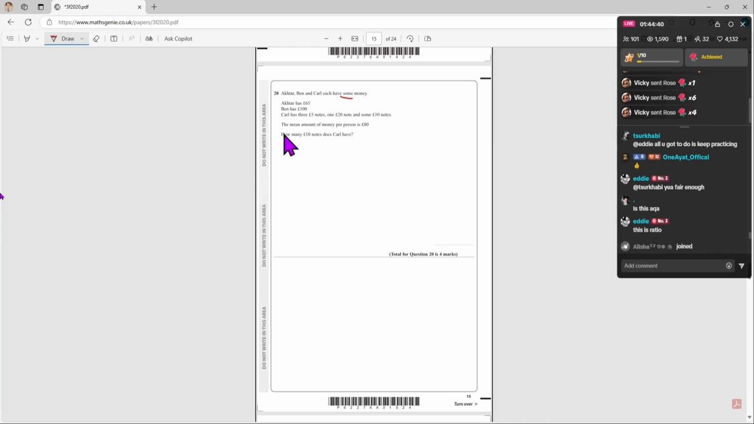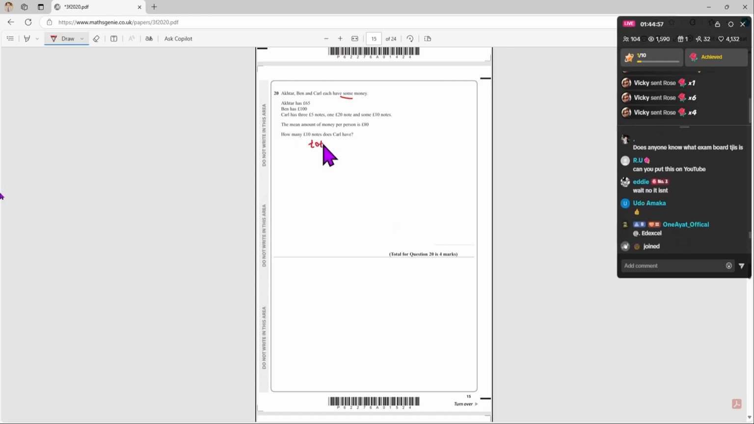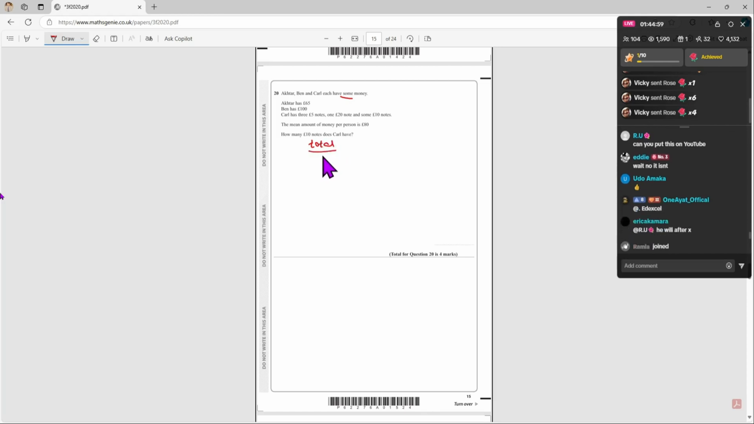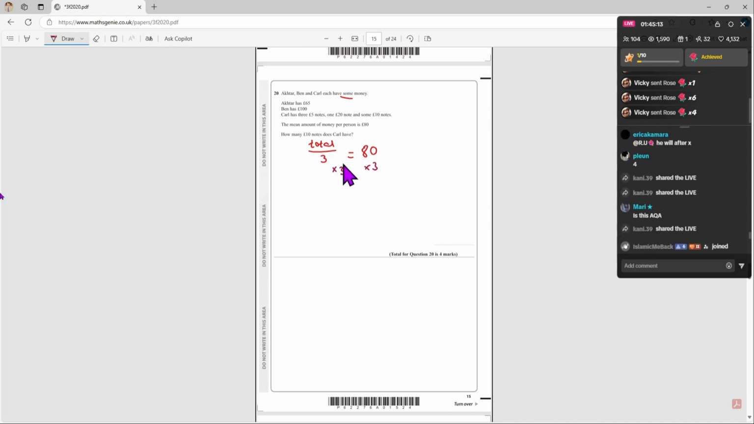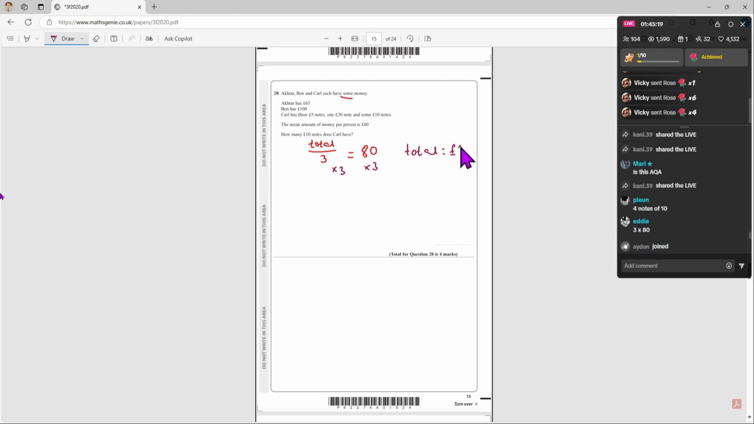So the thing we have to do first is work out the total amount of money that they have. We know that the mean is 80. To work out the mean, you always do the total divided by the number of people, which is 3, which is equal to 80. That is our mean. So we're going to use our mean to work out the total amount of money, okay? To work out the total, you multiply by 3 on both sides. The total is equal to £240.